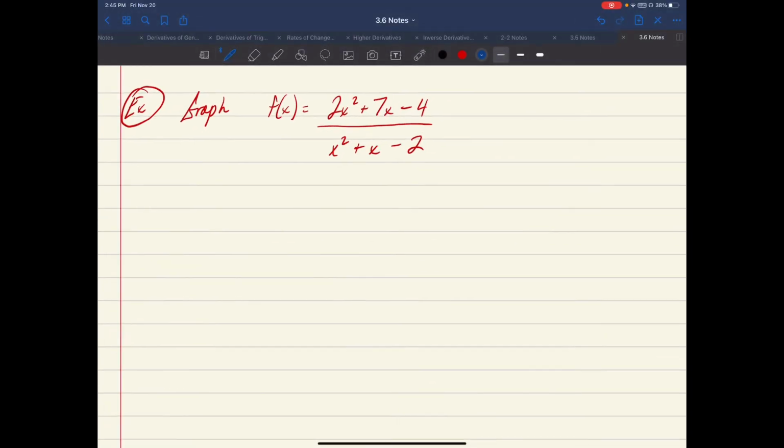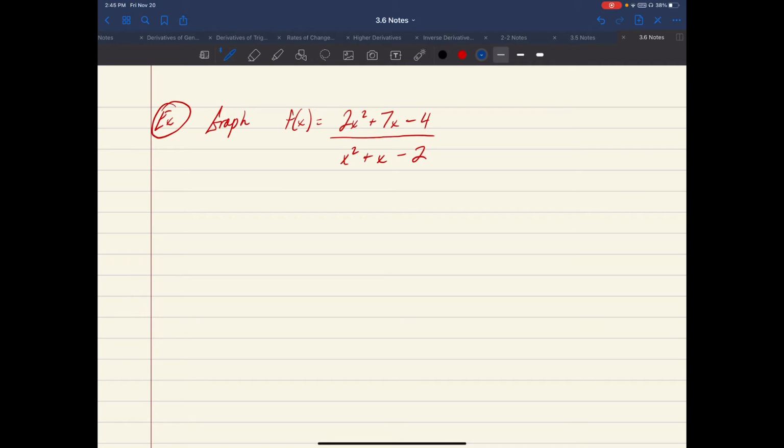Okay, in this example, we're going to go ahead and graph this, and this is kind of a long process. So I'm going to go through each thing and I'll number each step as we do it. So the first thing you want to do is factor. So we are going to factor both the numerator and denominator. So in the numerator, that will factor to 2x minus 1 times x plus 4. And in the denominator, we'll have x plus 2 and x minus 1.